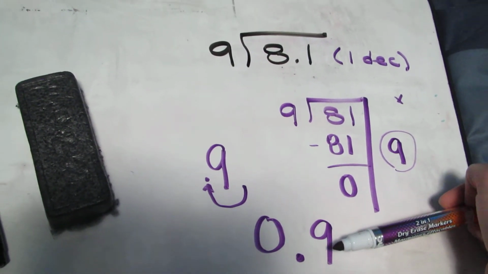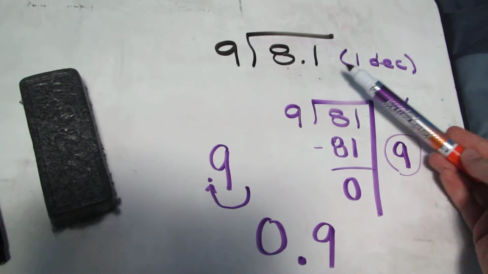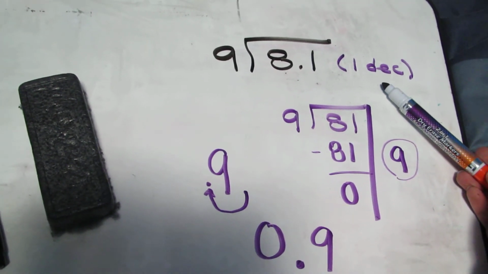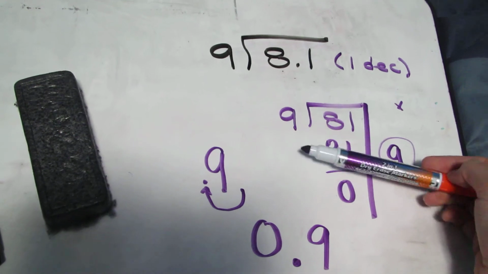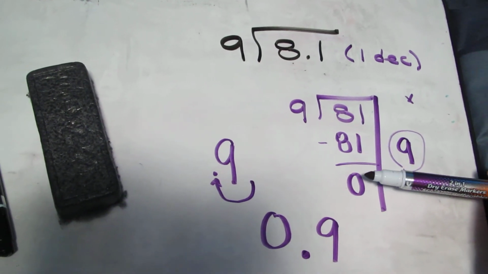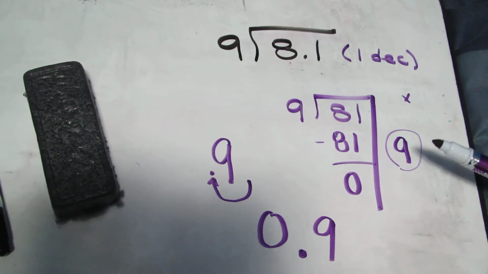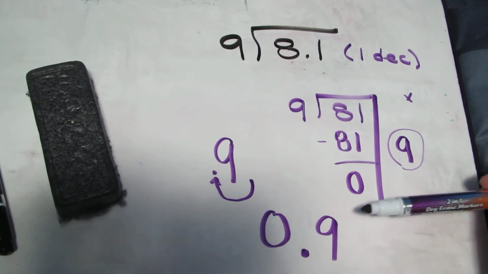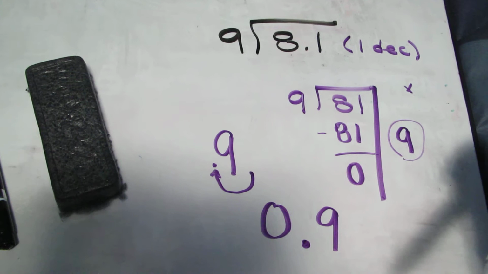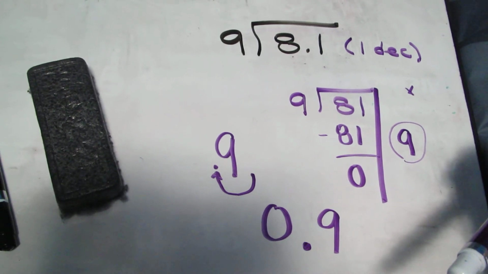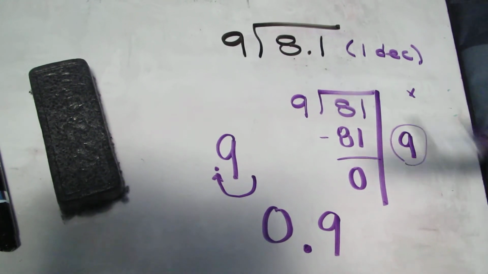And I figured that out by taking away the decimal, reminding myself that I had one decimal place, doing my regular math, my long division. In this case, it was pretty quick division. And then when I got my answer, just putting the decimal back into it. And that's how you do division with one decimal place.